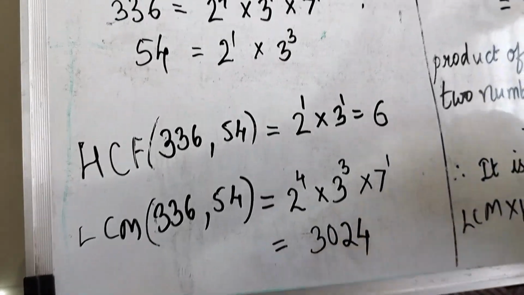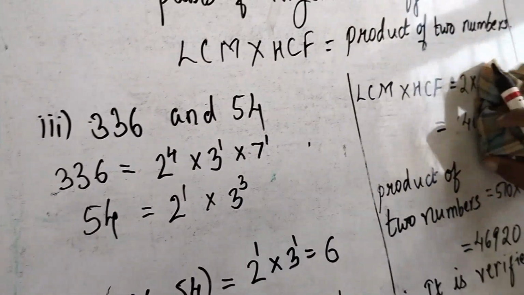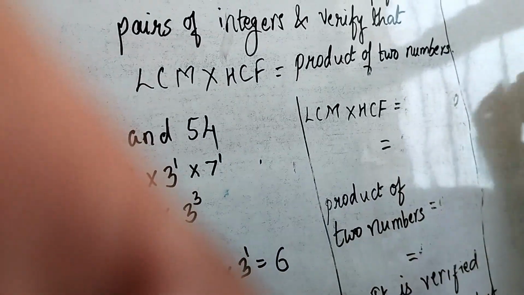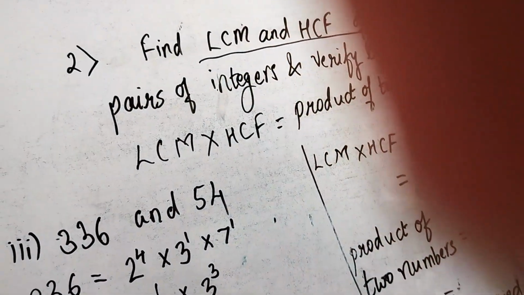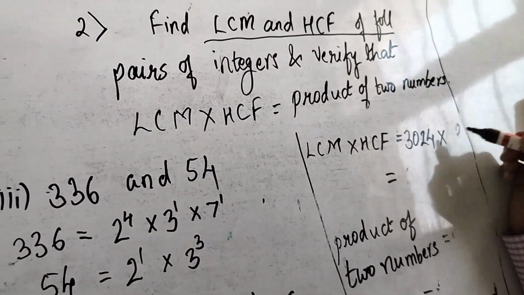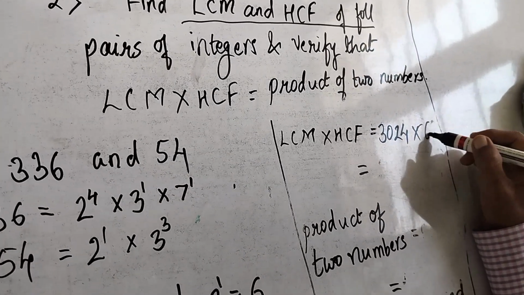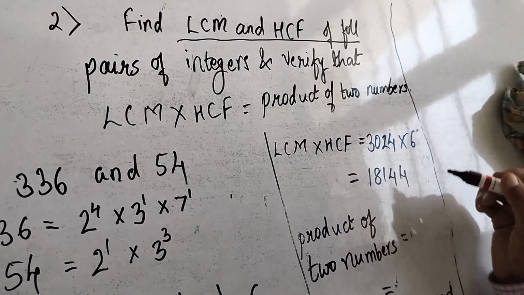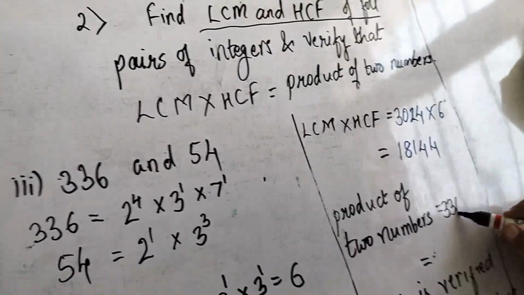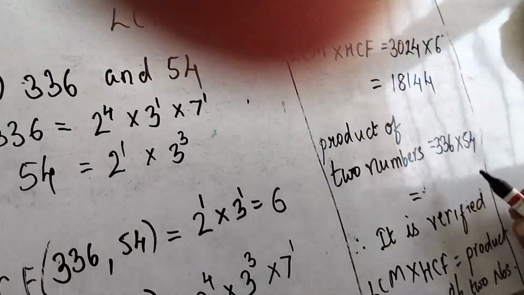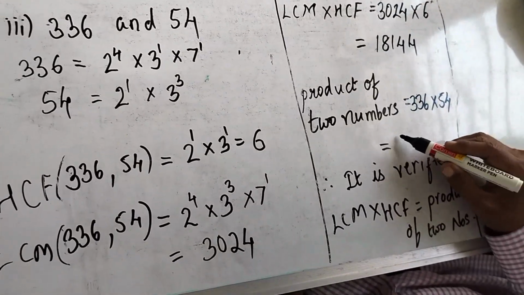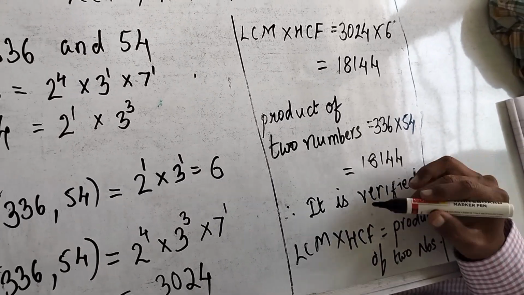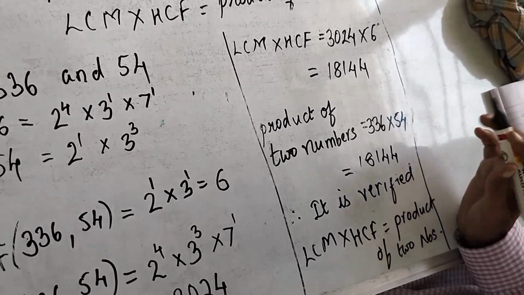Now the second part, which is the verification, LCM into HCF. So your LCM is 3024, HCF is how much? 6, which will give you the answer as 18144. The product of the two numbers, 336 and 54, multiplication of these two numbers will give you 18144. That means it is verified that LCM into HCF gives you the product of the two numbers.